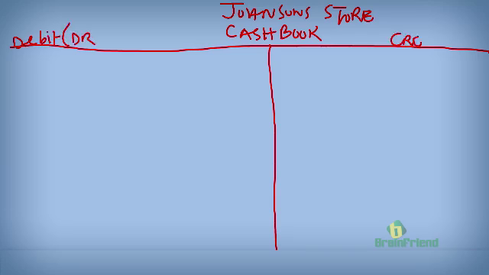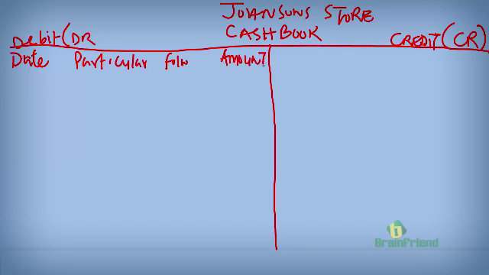We did mention that the cash book has columns. The first column is the date column. The next is the particulars. We have the folio and the amount. And we said as it is on the debit side, so should it be at the credit side. And so we will have date, particulars, folio, and amount.